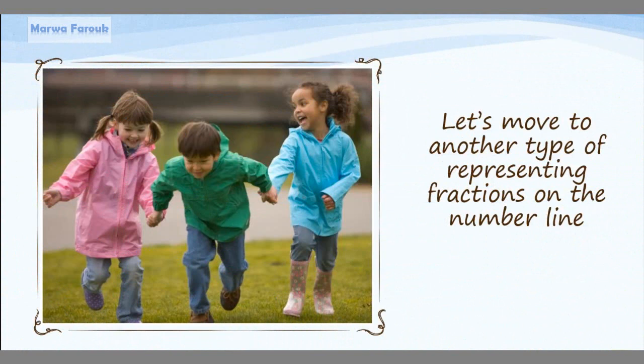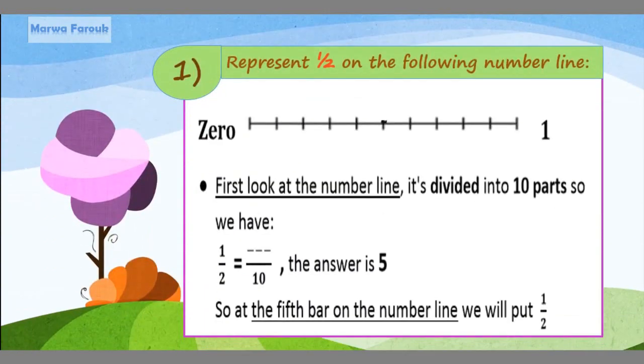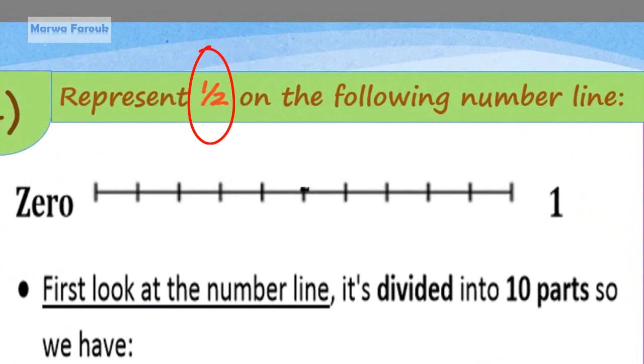Now let's move to another type of representing fractions on the number line. Here, in the first example, he asked me to represent half on the number line. Here the number line must be divided into 2 equal parts. Why? Because we have here 2. Look to this number line that he gave me. It's not divided into 2 equal parts.